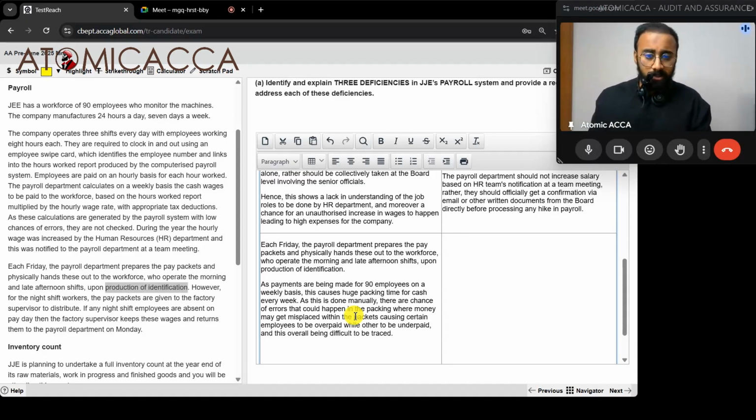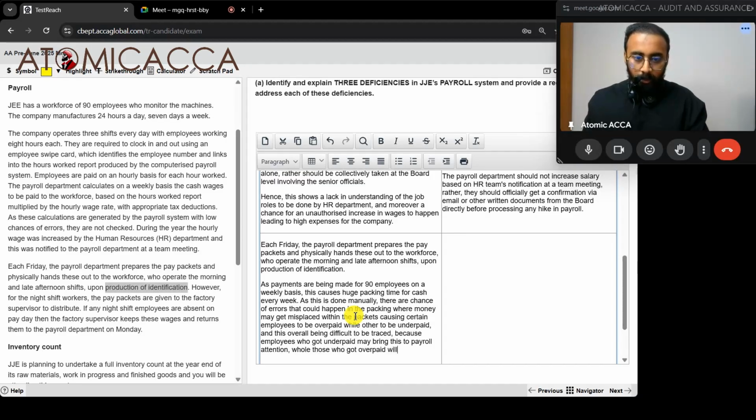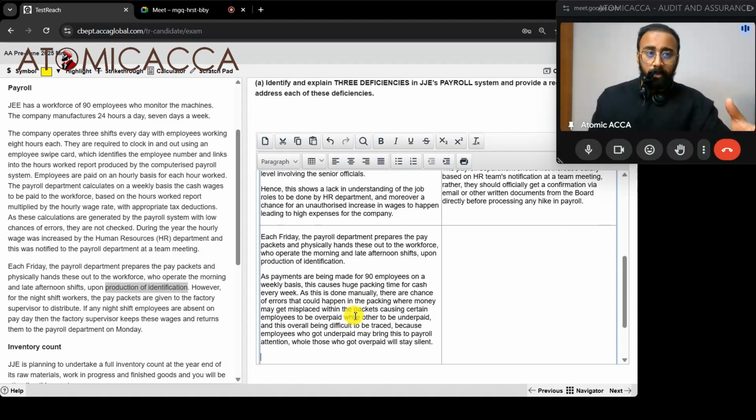Why would it be difficult to trace? Because employees who got underpaid may bring this to payroll's attention, while those who got overpaid will stay silent, because from the record point of view, the payroll department will know that Mr. A got maybe $100, Mr. B got $100, Mr. C got $100. So three people are there, let's assume. Now Mr. A got in their packet only $80.